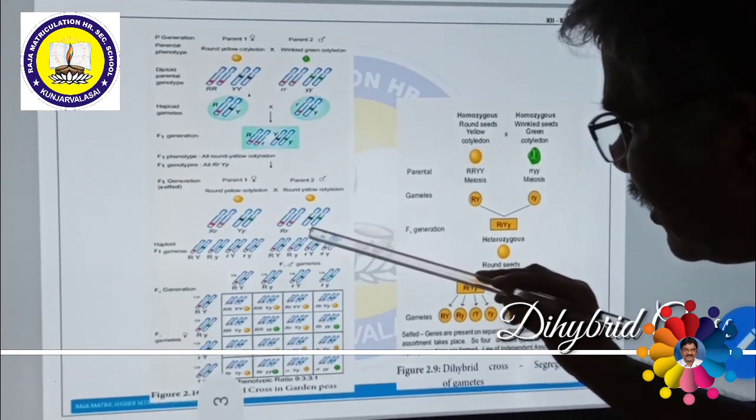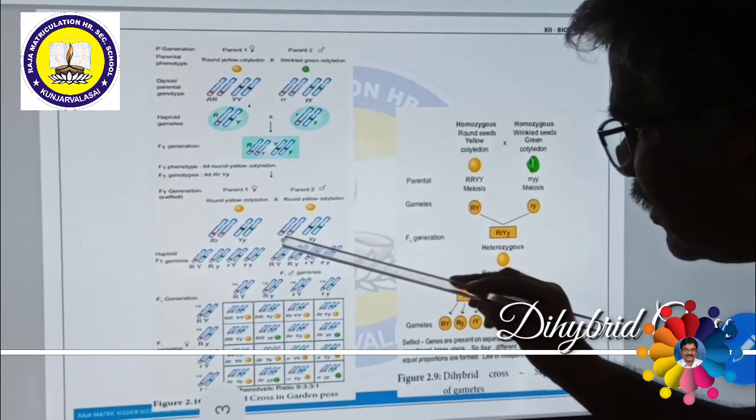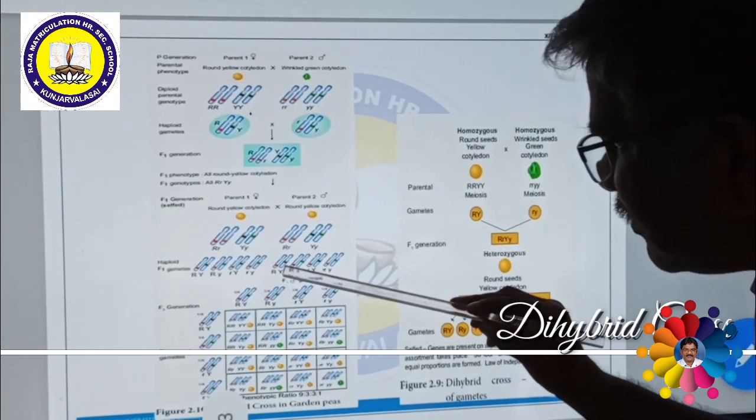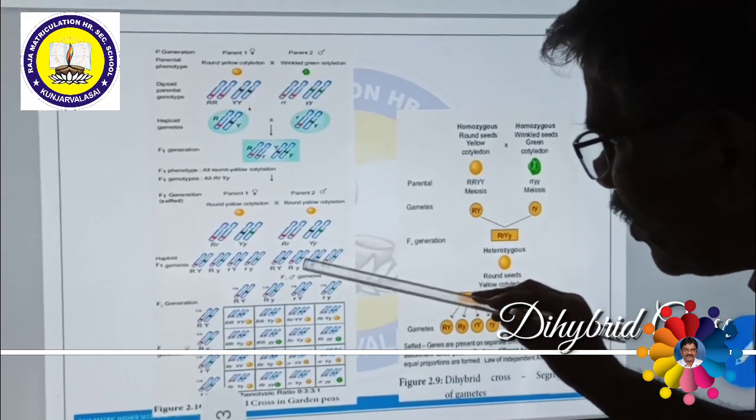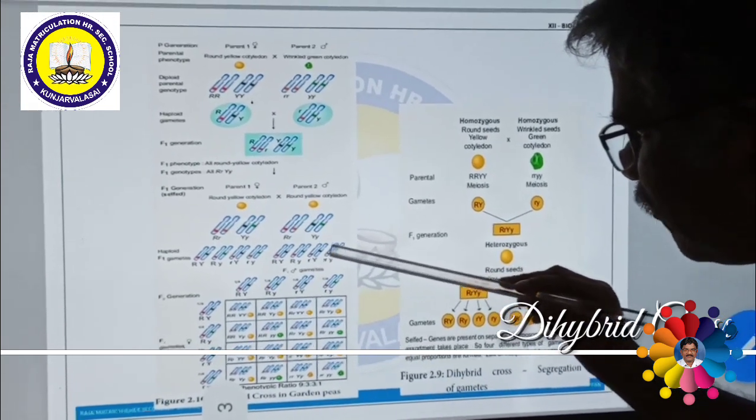Capital R, small r, capital Y, small y. There are 4 gametes that will be produced. Capital R, capital Y, one gamete. Capital R, small y, one gamete. Small r, capital Y, one gamete. Small r, small y, one gamete.